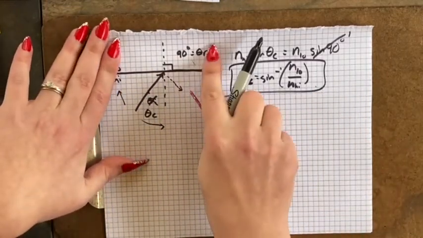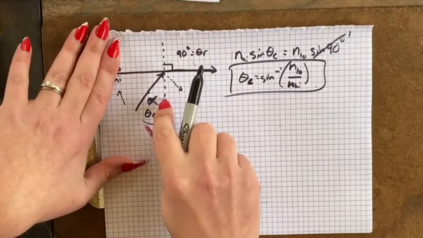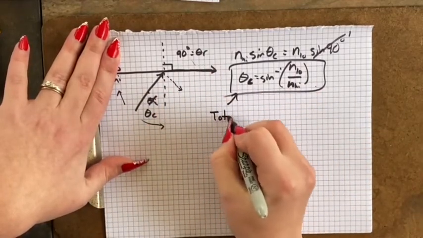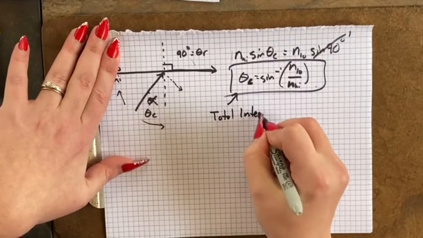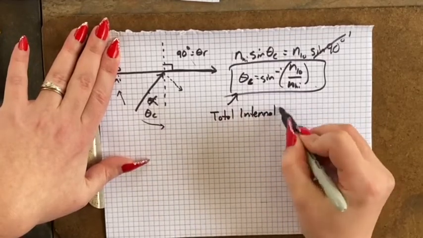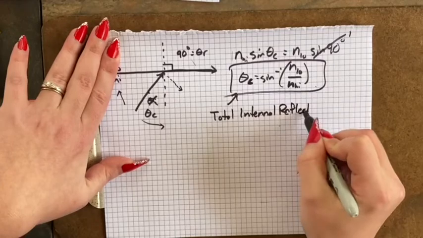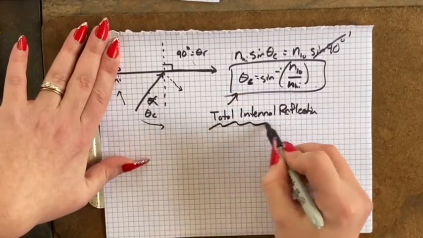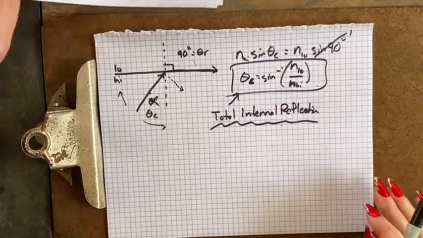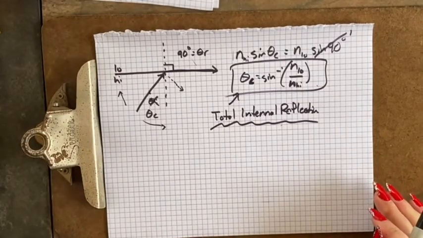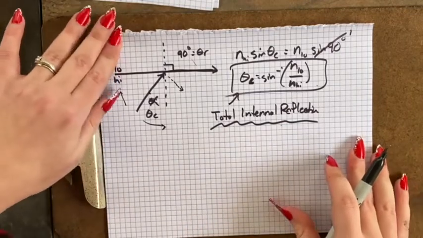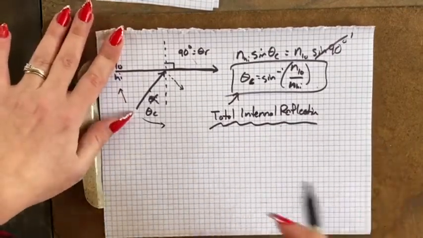So if there's no refraction, what's left? Only reflection. And this is the condition for what we call total internal reflection. All the light that hits the surface bounces back in. That's just kind of an interesting phenomenon. I can think of a few instances where you might use it. Some are important and some are kind of not.